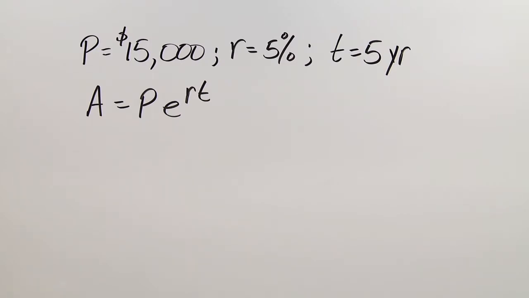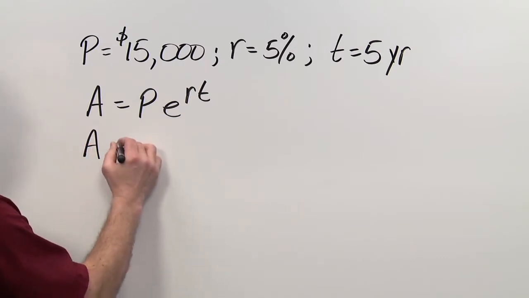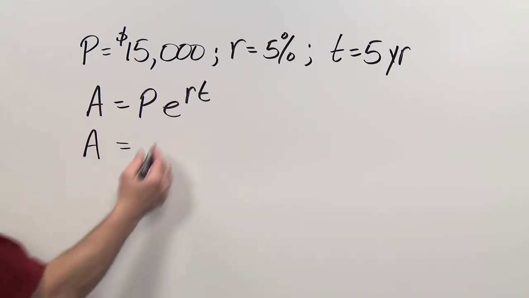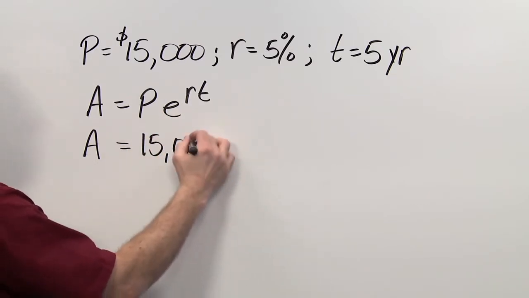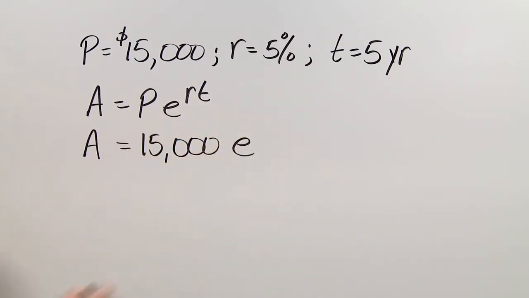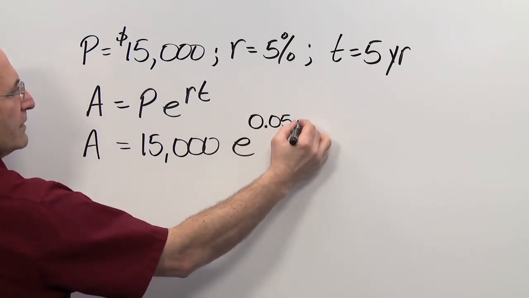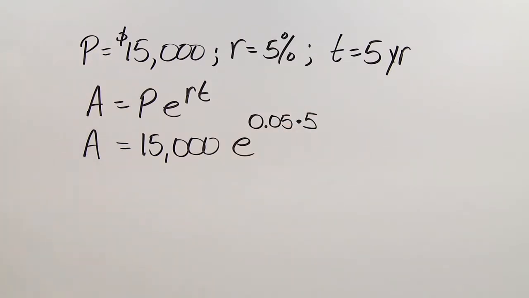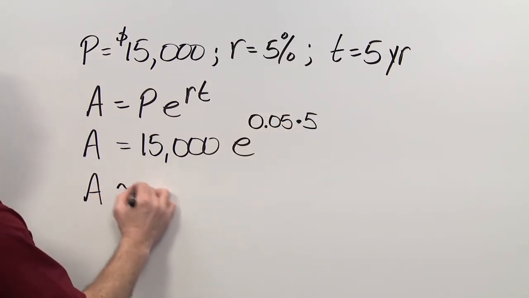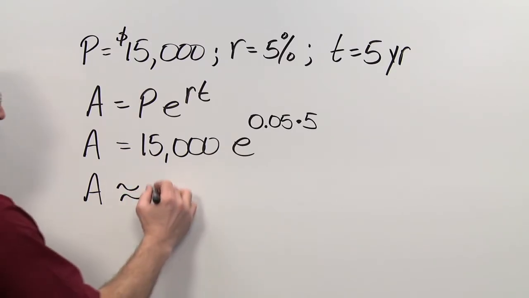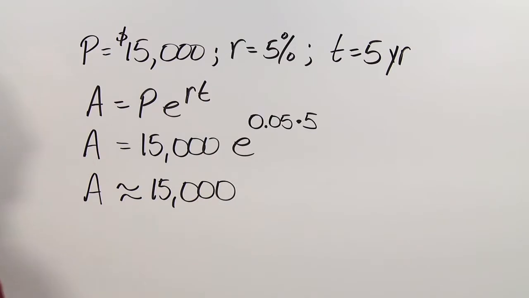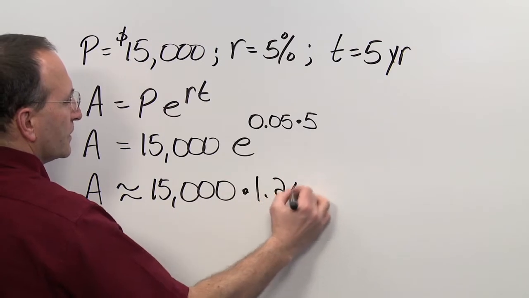We'll use the formula that the amount in the account is equal to the principal times e raised to the rt. And we substitute in: A is equal to P, which is 15,000, times e, which is itself, raised to r, which is 5%, which we write as 0.05, times t, which is 5. And that will give us that A is approximately equal to 15,000 times, and you get a decimal that goes on forever. I'll give you a certain amount of those digits.